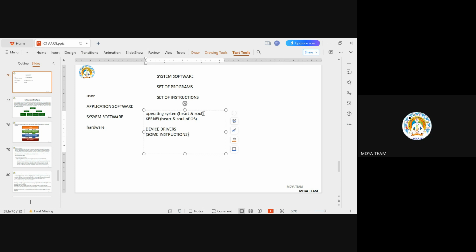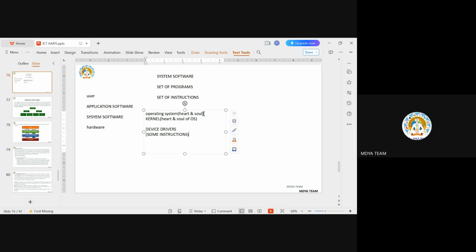All device drivers are regarding hardware, because every hardware has a device driver, like a driver. If you want to run your car, you need a driver. Without a driver you can't run your car. Like that, if you want to work on a printer, if you want some hard copies, you need a driver, and that is called a device driver. Okay, now understood?